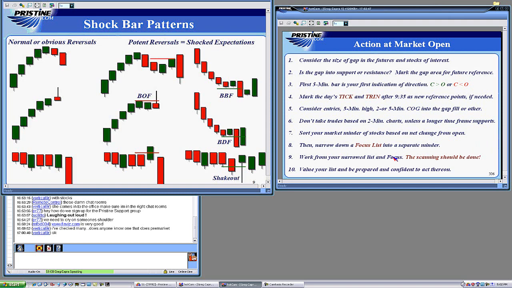Narrow down the focus list into a separate minder. So you might have 50 stocks in a minder. Maybe you've got 100. Again, get the list narrowed down. Stop scanning. Stop looking. Have a few charts that you have those stocks of interest in, and focus. Value your list. Be prepared to act on it.